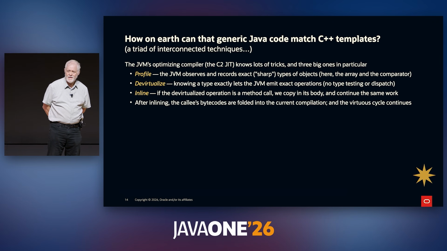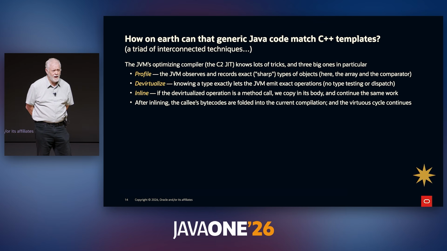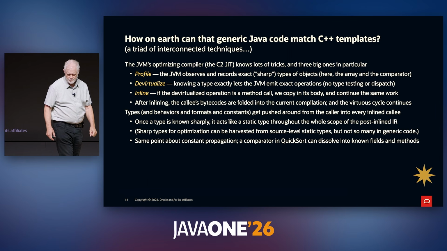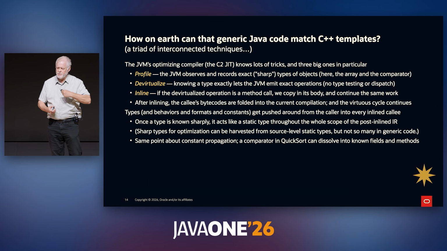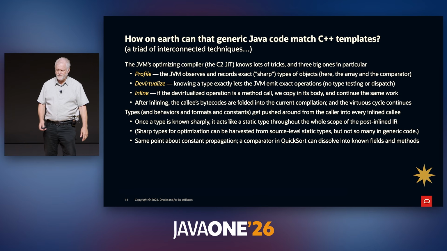And C2 is very, very eager to inline. Once you inline, then you can fold everything together into one big IR pot and stir the pot until the soup boils down to something nicely optimized. What happens when you burn soup? That's not the right metaphor. In any case, the stuff that happens while you're stirring the pot is that types and constants and behaviors and formats get pushed around by the optimizer's inference until the optimizer knows the exact shape of everything in the algorithm. There's no mysteries left, and then it can register allocate and code select.